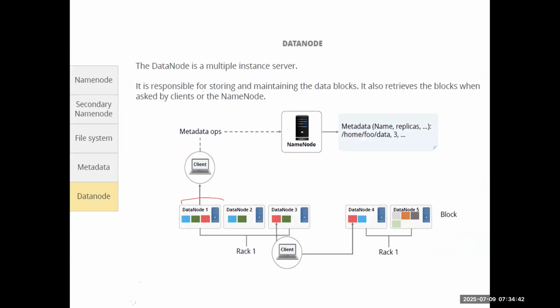See, a data node, I told you, right? It is a multiple instance server and it is responsible for storing and maintaining data blocks.